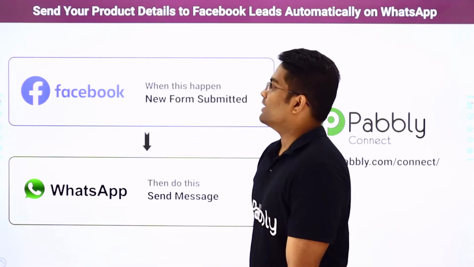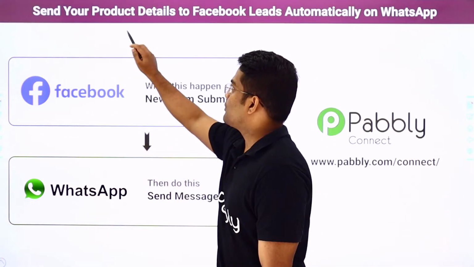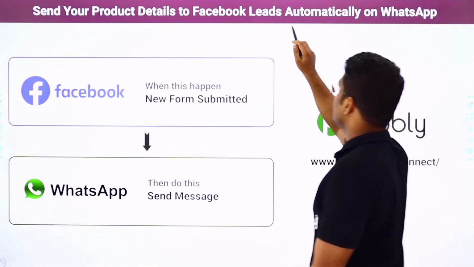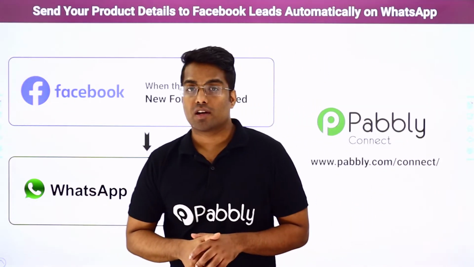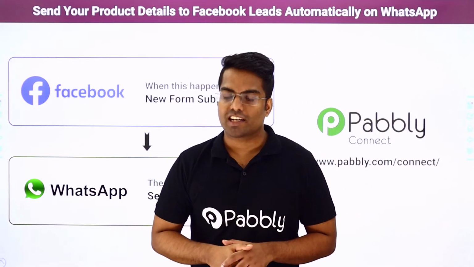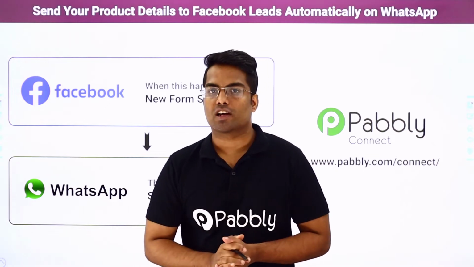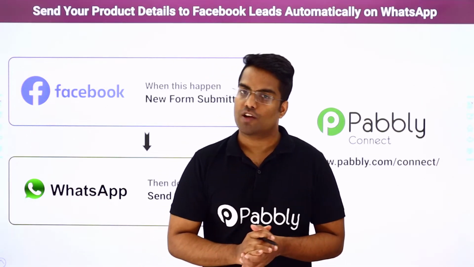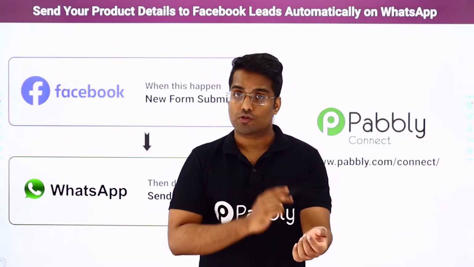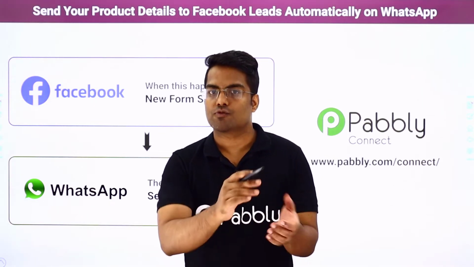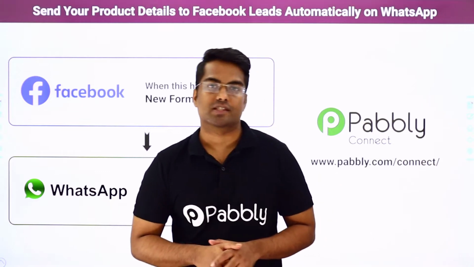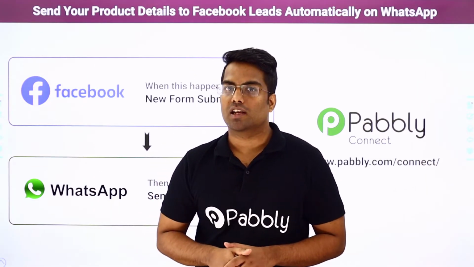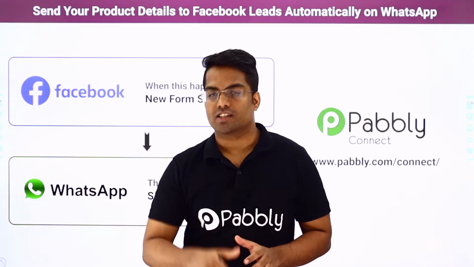So in this video we will learn how to send your product details to Facebook leads automatically on WhatsApp. Imagine this, you are running awesome Facebook lead ad campaigns and a new lead called John has been generated from your Facebook lead ad form. So you have John's name, email address and of course his phone number. On this particular phone number you want to send a WhatsApp message, and this WhatsApp message will contain your product information.